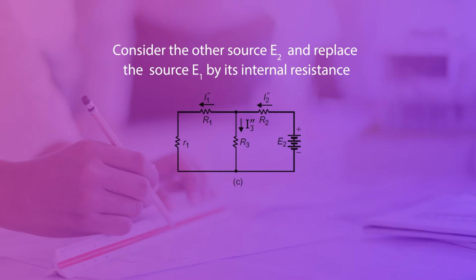So as per the superposition theorem, the current will be equal to the algebraic sum of the responses when you consider one source at a time and the remaining sources are replaced by their internal resistance.